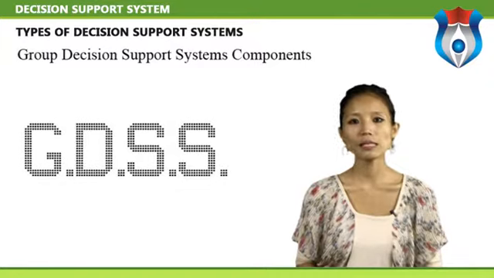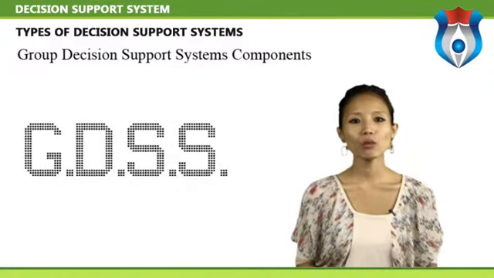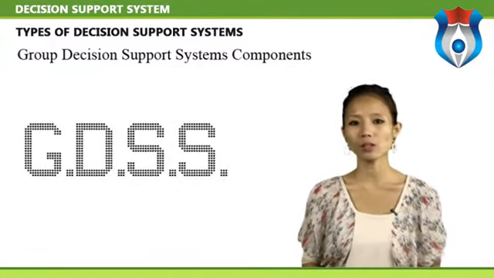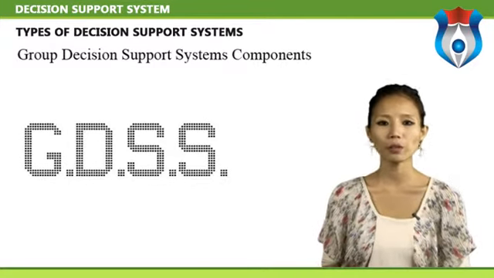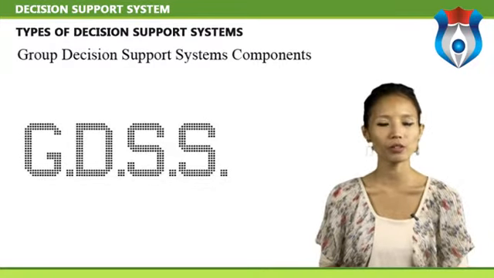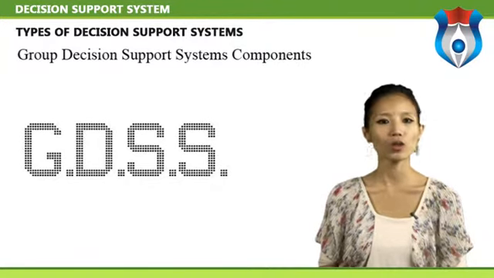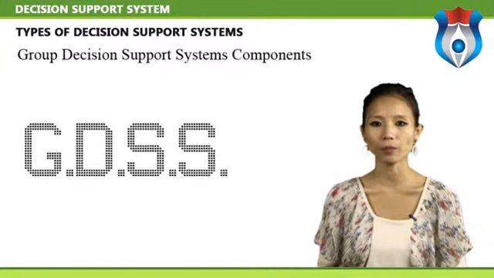Group decision support system components. As with almost all support systems, group support system GSS has 3 components: computer hardware, computer software and network technology, combined in a variety of configurations.